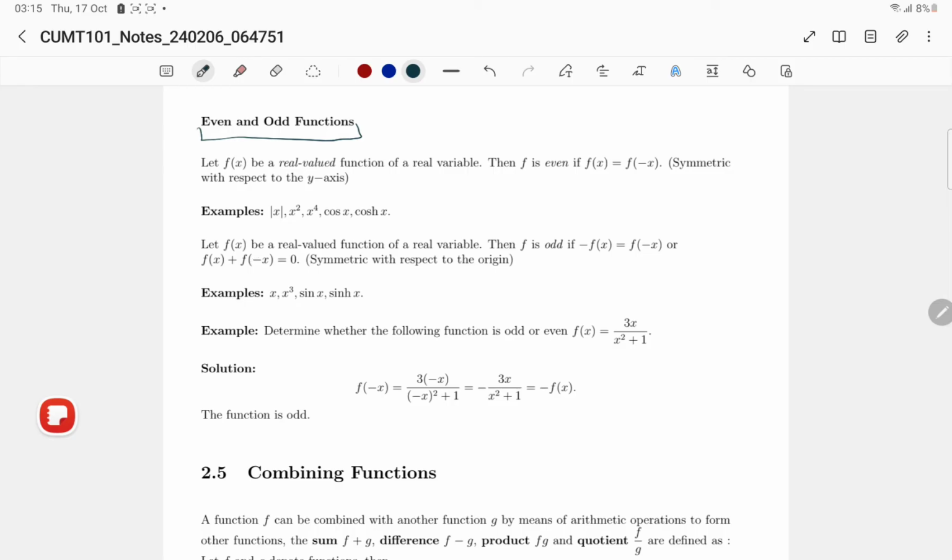Let f of x be a real valued function of a real variable, then f is odd if minus f of x is equal to f of minus x. So what does this mean? We have a definition here for even functions and a definition here for odd functions. For even, we're saying that f of x is equal to f of minus x. So even functions absorb the negative. Odd functions do not absorb negative values.